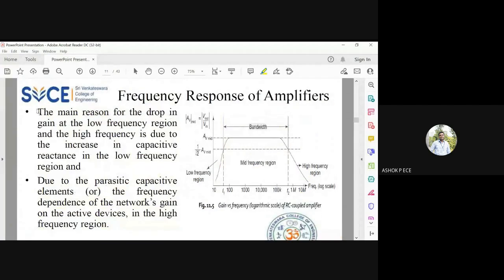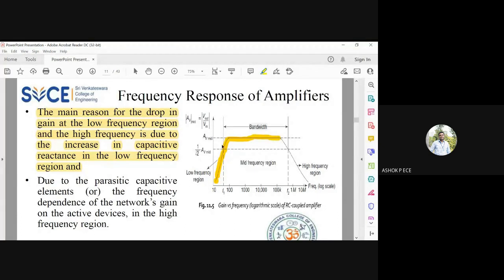So the main reason for the drop in gain in low frequency is due to the capacitive reactance. As I told you, right? At very low frequency, the reactance is very high, so the gain is very low. As you slowly increase the frequency, the reactance slowly reduces and it will allow more current, so the gain will slowly increase. And after a particular frequency, the gain will become constant.